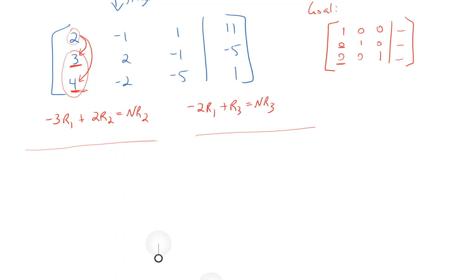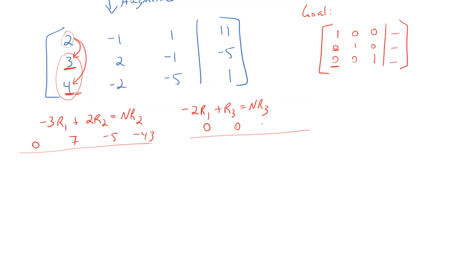Okay, your new row 2 should be 0, 7, negative 5, negative 43. Your new row 3 should be 0, 0, negative 7, negative 21. Okay? Now, before you go and write the equivalent matrix, which by the way, in our new matrix, row 1 didn't change. We just got a new row 2 and a new row 3. So let's copy row 1 real quick. 2, negative 1, 1, 11.